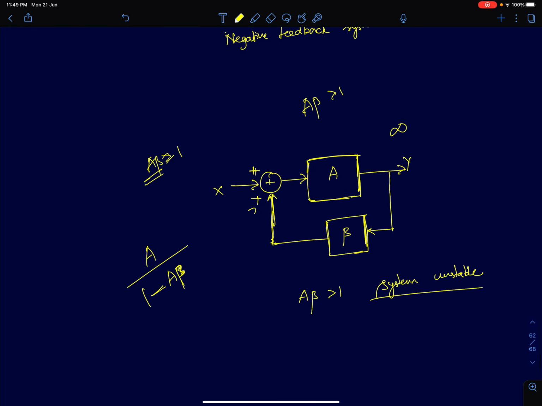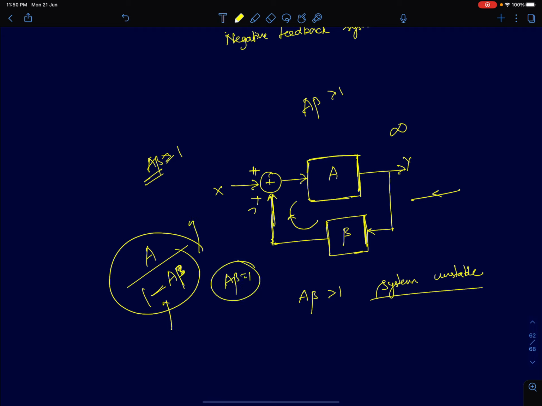On the other hand, shown here is a positively fed-back amplifier. Now in this system, the gain is given by A by 1 minus A beta. We can see from this expression itself, if A beta equals 1, then the gain becomes infinity. And it's not very obvious from this example, but if A beta is greater than 1, we will later see that the system's output can grow unbounded, or the system can become unstable.